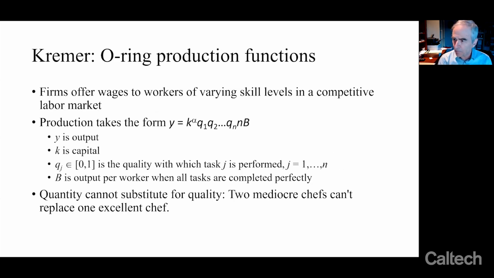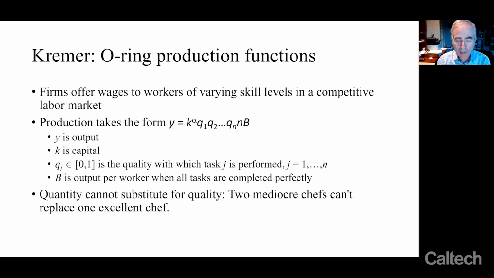So here's a couple of slides on Kremer's model. He's assuming that there's a population of firms that offer wages to workers who have varying skill levels, and all of this is occurring in a competitive labor market. Production has this particular O-ring form, which is shown there on the second line. Y is output. There's some capital input, and the Q_Js are the qualities with which various tasks in the production process are performed. So one can think of this as the probability that the worker undertaking task J performs it perfectly. And B is the output per worker when all tasks are completed perfectly.